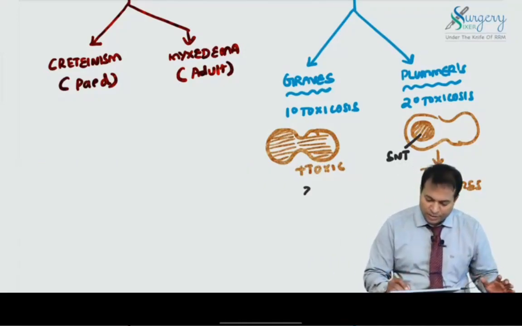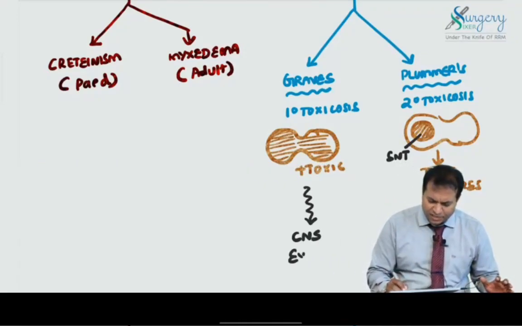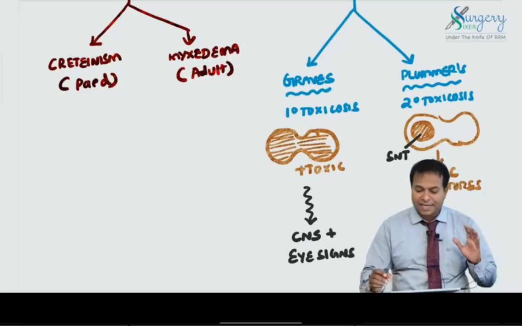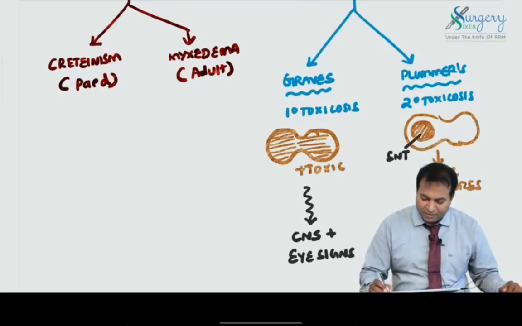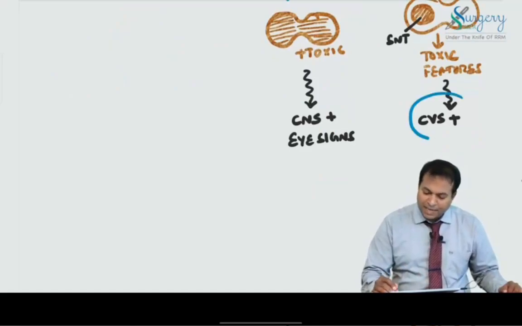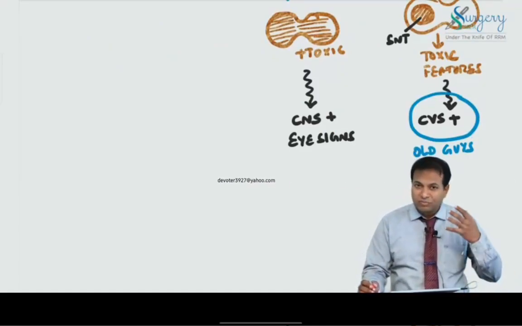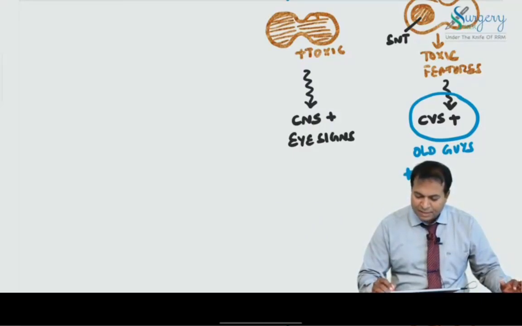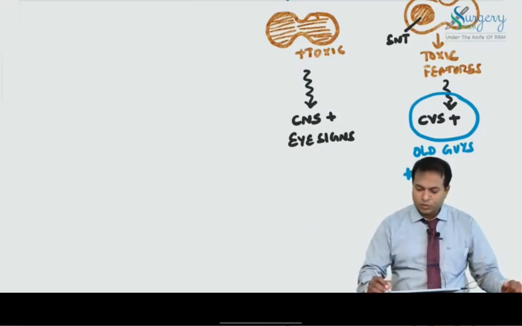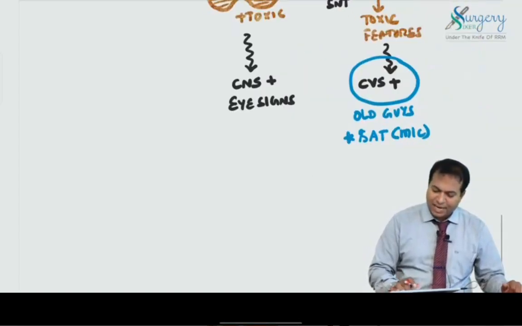Primary toxicosis will mainly affect the CNS and eye signs will be present. In secondary toxicosis, it will mainly affect the CVS. Why? Because these are already old patients, so they will have more CVS manifestations because their heart is already weak. What is the most common manifestation? Sinus tachycardia is the most common manifestation. Please remember, the most common CVS manifestation is sinus tachycardia.